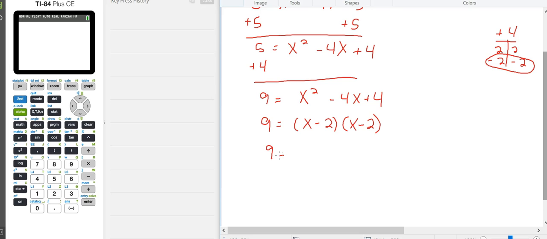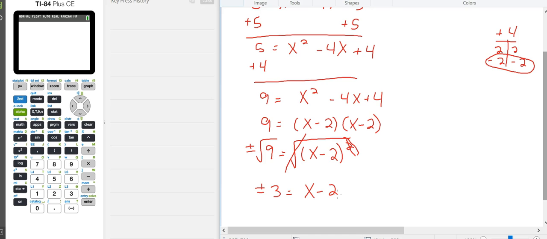Since we have two of the same factors, we can rewrite that as x minus 2 squared, because x minus 2 times x minus 2 is the same thing as x minus 2 squared. Now we're going to take the square root of both sides of the equation to isolate the x. Whenever we're taking the square root of a number, we have to do plus or minus that number. When we're taking the square root of something being squared, the square root symbol and the squared cancel each other out. So we're left with plus or minus the square root of 9, which is plus or minus 3, is equal to x minus 2.